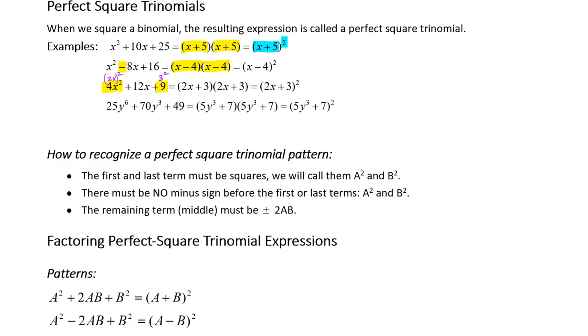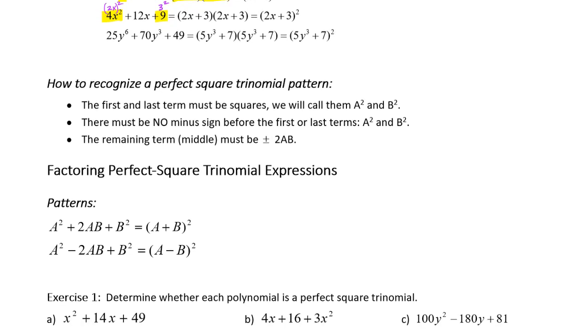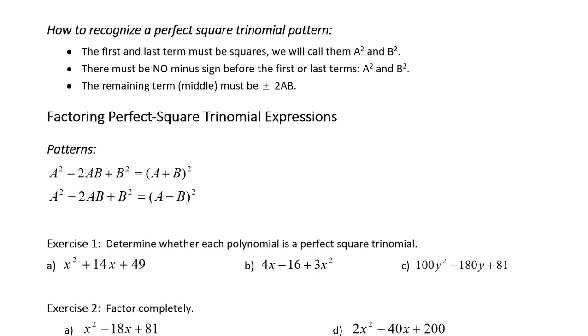Now let's talk about the patterns. I've already showed you the patterns and what to look for, but this is the formal way to look for it. The first and last terms must be squares. We call them a squared and b squared just because it's easier to talk about it with patterns. There must be no minus sign between the first or last term. So a squared can't be negative and b squared can't be negative. The remaining term, the middle one, must be plus or minus 2ab. And so that's why it's very important to be able to identify your base a and your base b before you look at the product in the middle.